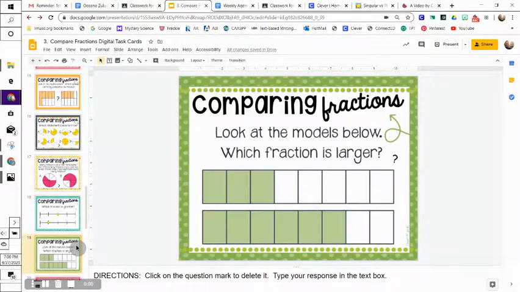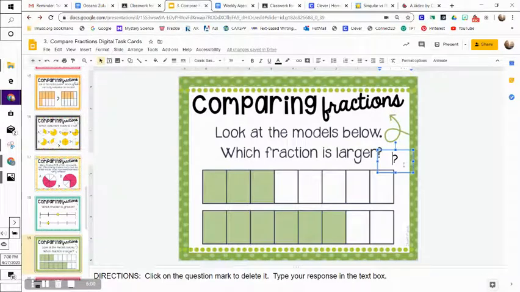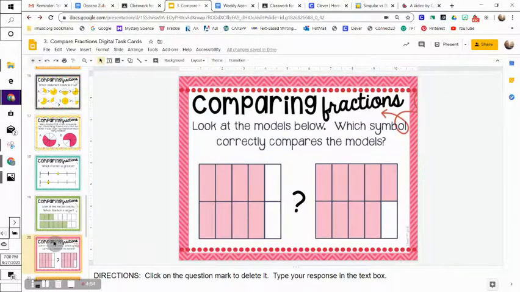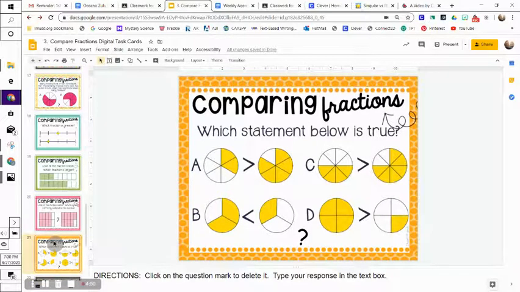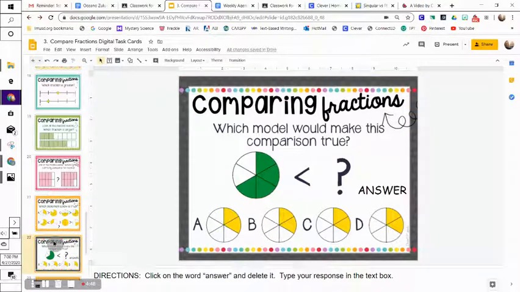Here we just went over that one. You can do this one. Again, you'll click on where that question mark is, delete the question mark, and write which fraction is larger, which one is greater. We're going to use the symbols here, I think. And then this one is a little bit different. It just says which model would make this comparison true.